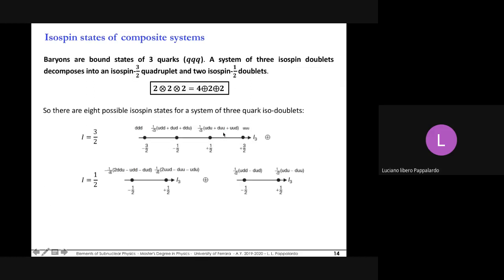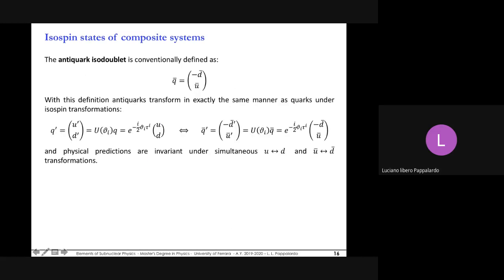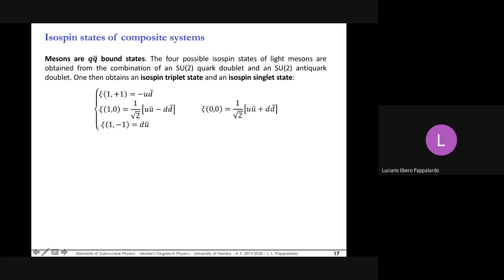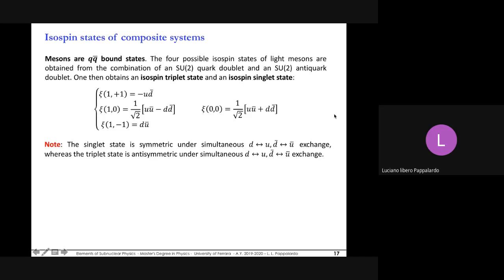Now we also define the way the antiquark isodoublet transforms, and so we can now combine a quark doublet with an antiquark doublet. And when you do so, you obtain these states. One is a singlet and one is a triplet. The singlet state is symmetric under simultaneous exchange of d with u and d bar with u bar. And the triplet state is antisymmetric under simultaneous exchange of d with u and d bar with u bar.